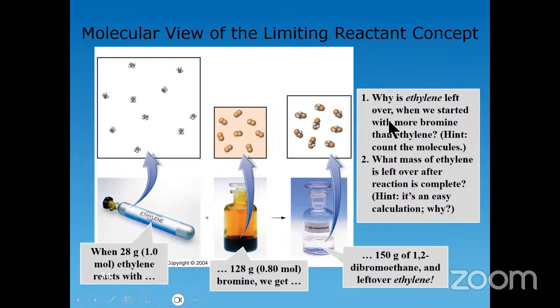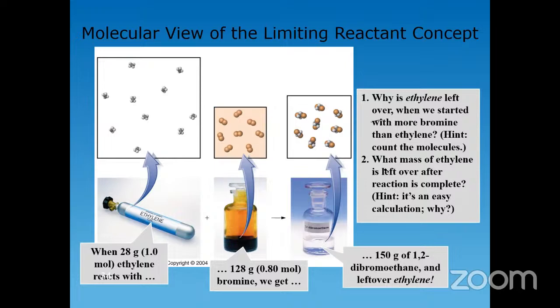Okay, so the question is asking, why is ethylene left over when we started off with more bromine than ethylene? Well, we actually answer that question because you can't just look at the masses themselves. You have to look at the moles and you have to look at the stoichiometry, right? 1 mole of the ethylene is reacting with 0.80 moles of the bromine in a 1-to-1 mole ratio. That means that there'll be more ethylene left over.